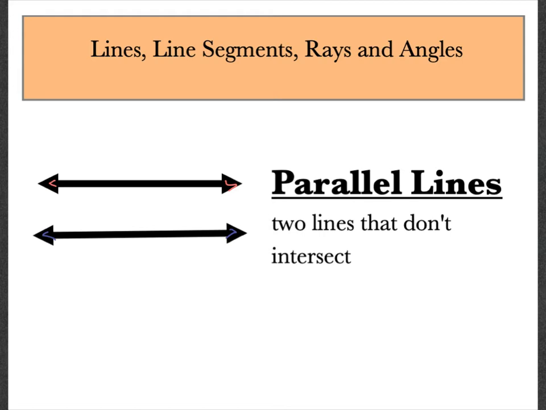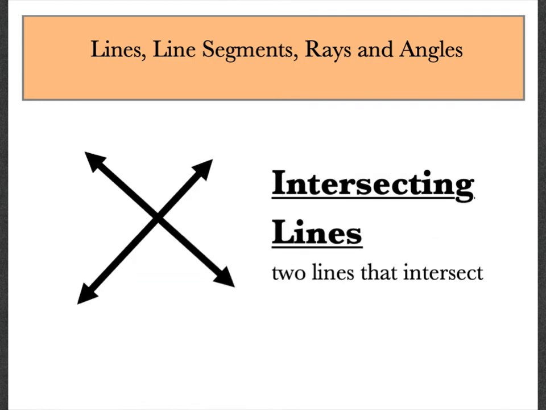You also see these in different shapes. For example, a rectangle has a couple sets of parallel lines. So we have parallel sides. So this side over here is parallel to this one, and this one is parallel to that one. So you can have parallel sides as well. Intersecting lines are lines that intersect or cross each other. So our point of intersection is right here where they cross. So those are intersecting lines.